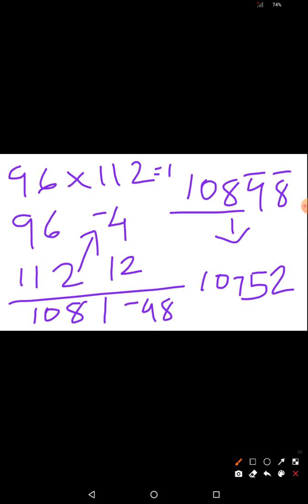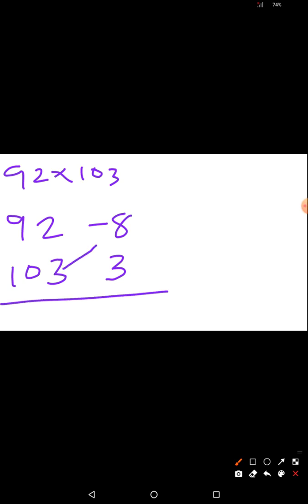10752. That is the answer. Okay, so 96 into 112, the answer is 10752. So let's do one more example. Our question is 92 into 103. That is the question.